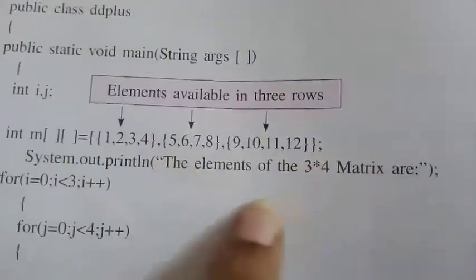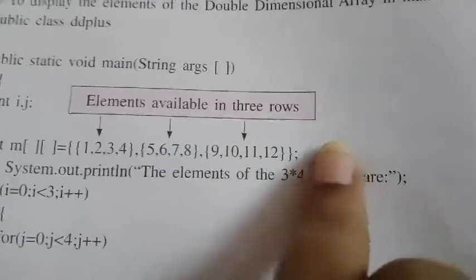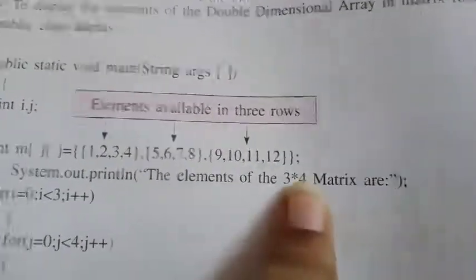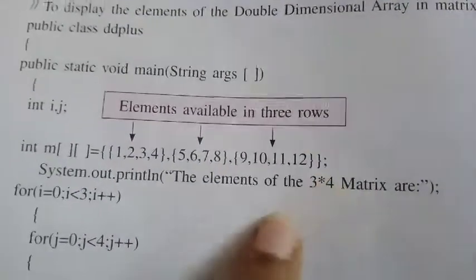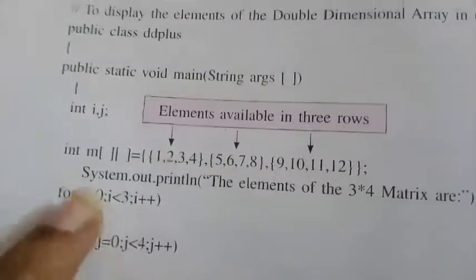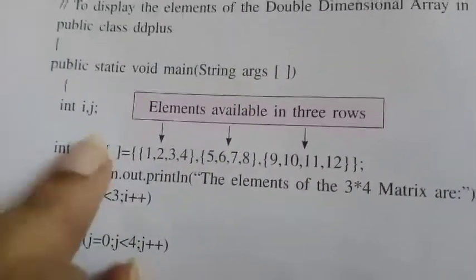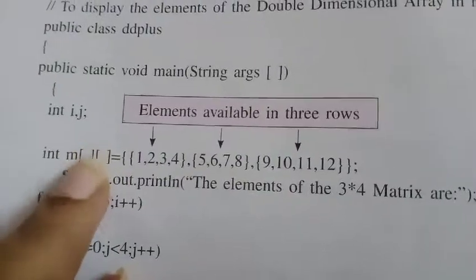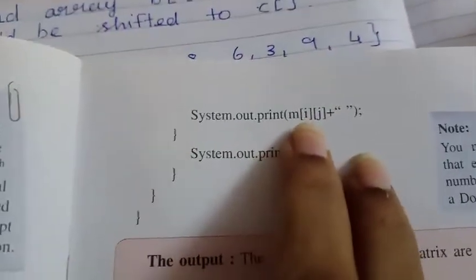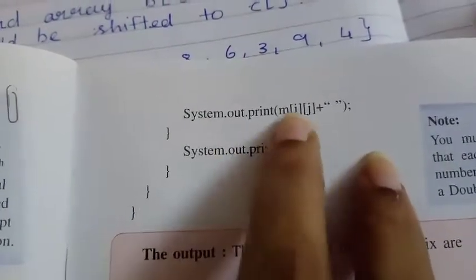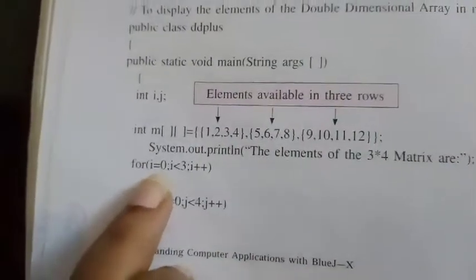And these elements will be stored in the matrix form. Actually, it won't be stored in the matrix form, but it will be stored with two index values. Index values means the subscript values. See here, m of i and j is given. This is called the index value. So for each value of i and j, the value will be saved here. Wait, I'll show you.